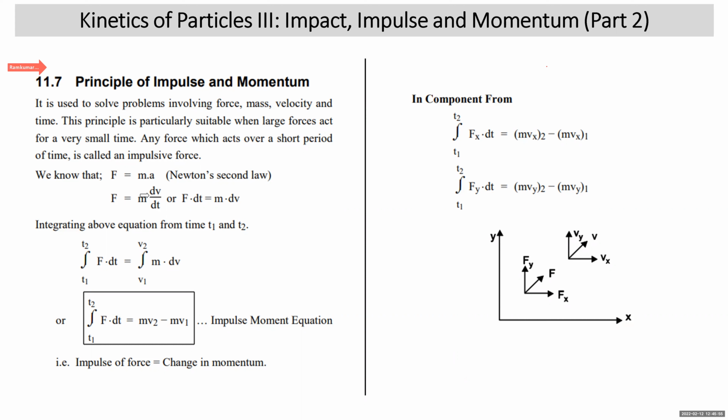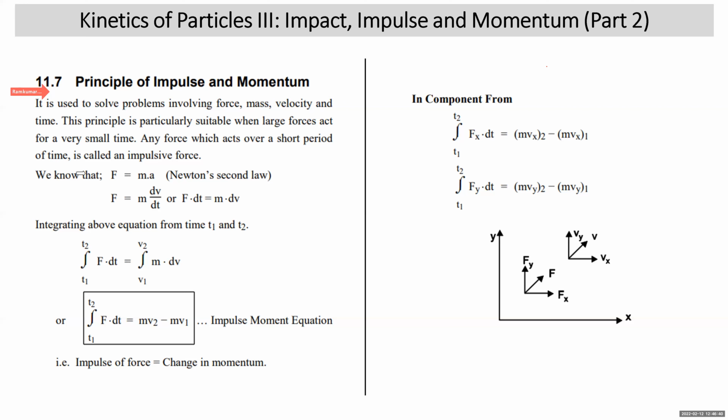You saw that in the previous methodology of impact, we used two formulae: one is the principle of conservation of momentum, another is the coefficient of restitution. In this part, the quantities considered are force, time, mass, and velocity. It is used to solve problems involving force, mass, velocity, and time. This principle is particularly suitable when large forces act for a very small interval of time. Any force of big magnitude that acts for a very small interval of time is called an impulsive force.